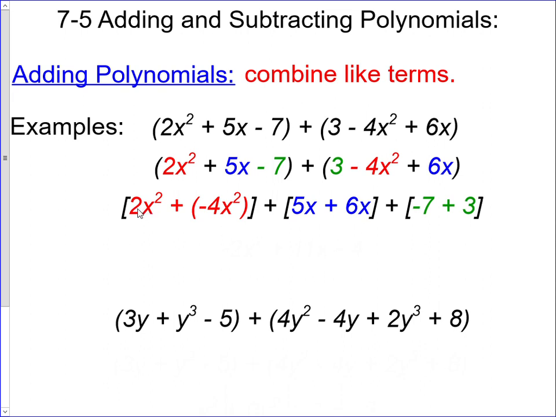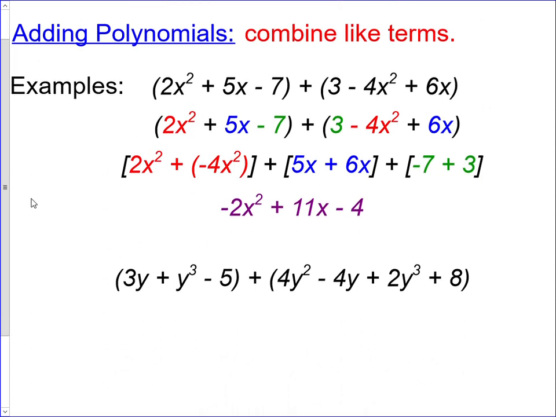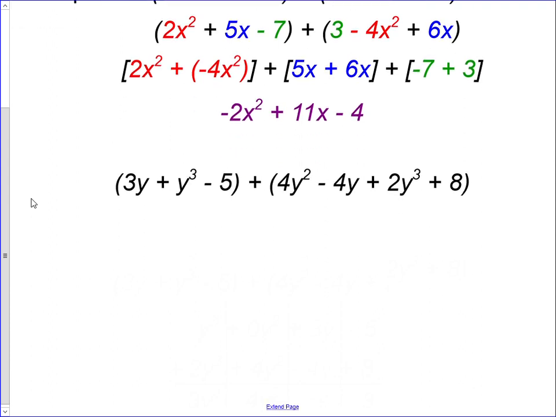So we're going to combine 2x squared plus negative 4x squared. We're going to combine 5x plus 6x. And we're going to combine negative 7 and 3. When we do that, we're going to end up with negative 2x squared plus 11x minus 4. So that's one method, and this is actually called the horizontal method because we did it just horizontally. There's another method that's referred to as the vertical method.